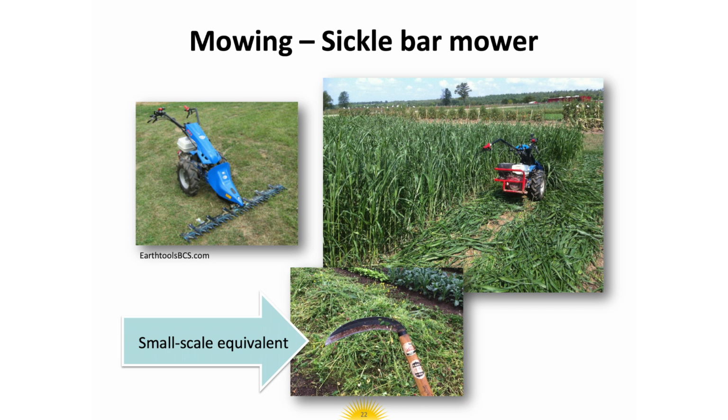A small scale version of that, which I've used in my garden at home, is a grass sickle. You can cut down your cover crop with that. Just somehow cutting that cover crop right at the base of the plant, and if it's in the reproductive phase, it's not going to regrow from there.